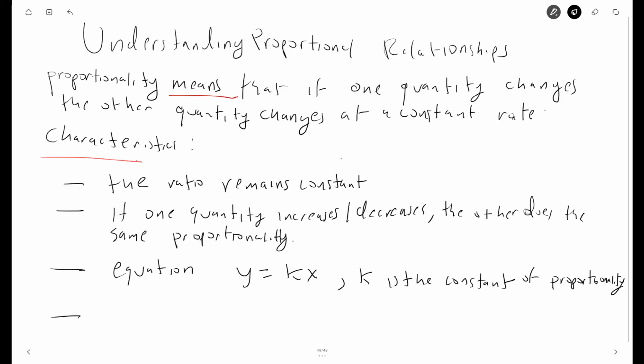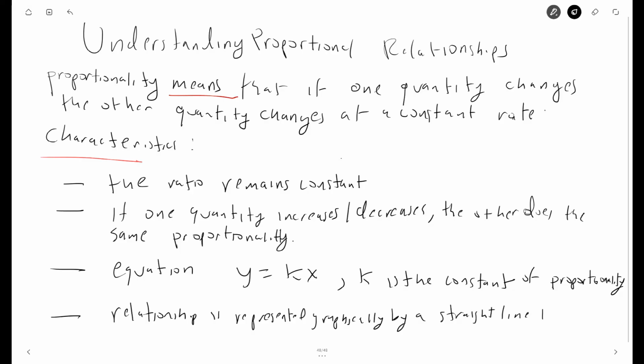So this relationship is represented graphically by a straight line through the origin.